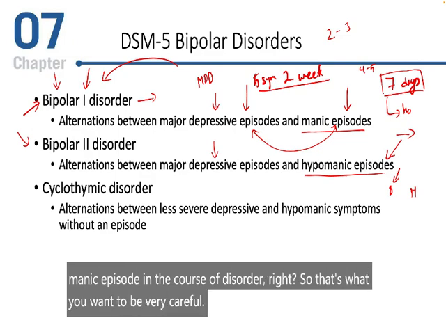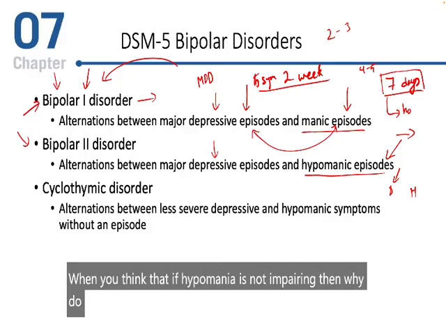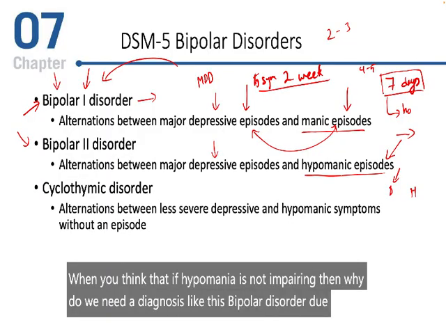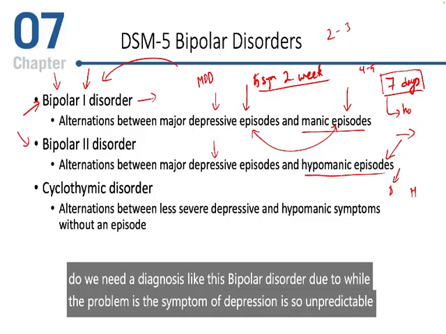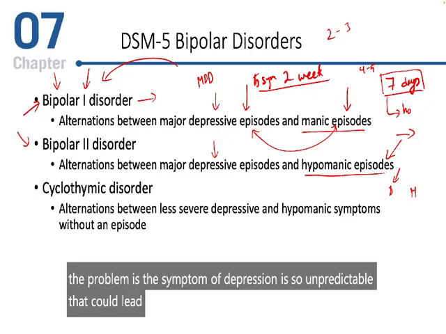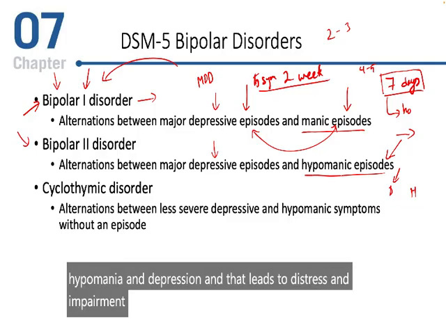Now, when you think that if hypomania is not impairing, then why do we need a diagnosis like this, bipolar disorder 2? Well, the problem is the symptom of depression is so unpredictable that it could lead to frequent alternation between periods of hypomania and depression. And that leads to distress and impairment in the person's life.